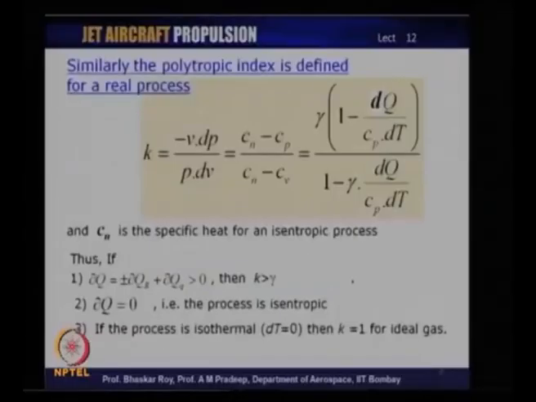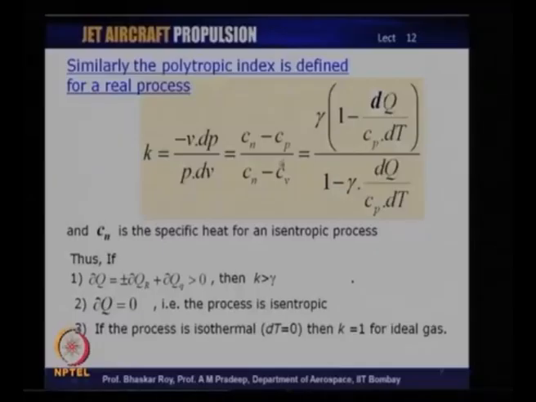If we do that, the concept of specific heat ratio can now be extended, and we can write down that the polytropic index for a real process can also be defined, just like gamma, as K, and it is also a ratio of V dP by P dV. So, that ratio remains the fundamental definition of the specific heat ratio, and now we are saying it is a real process, a polytropic process, and we designate it by small k.